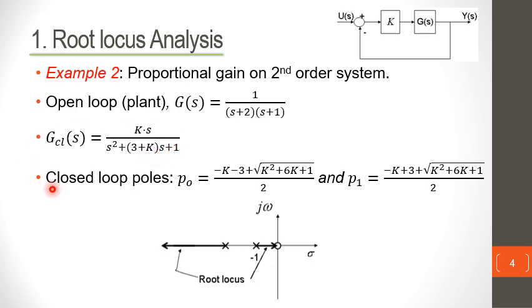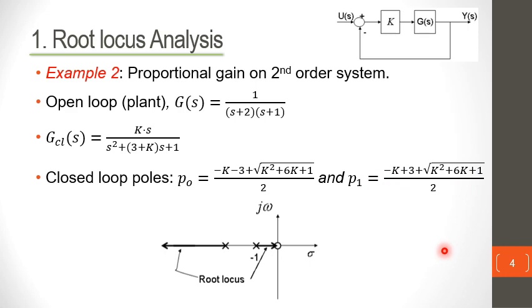The closed loop poles, if you use the quadratic equation, will therefore be, and these roots of this quadratic equation are going to be P0, which is given by that, and P1. So these will be the closed loop poles.